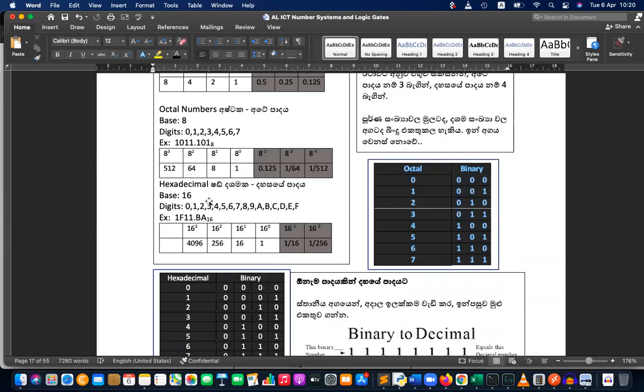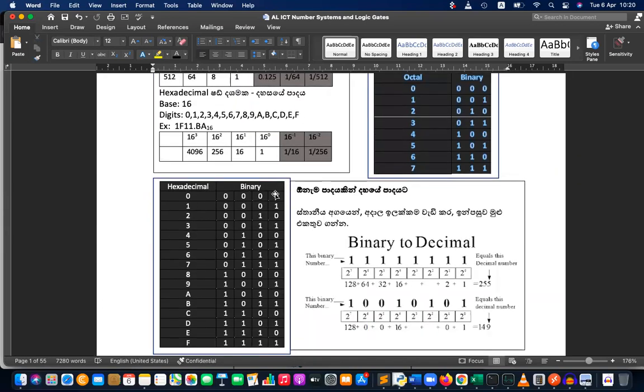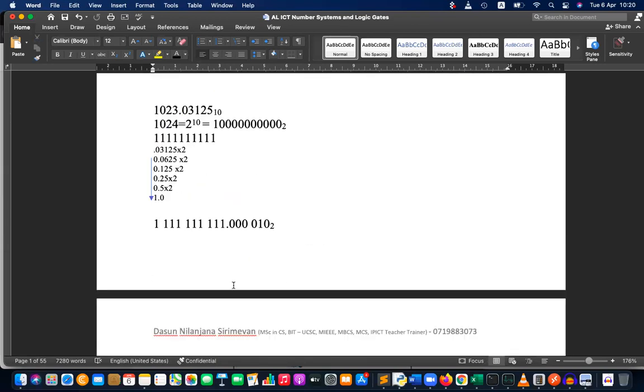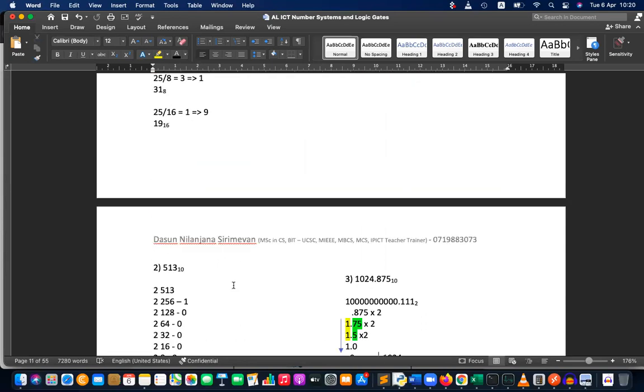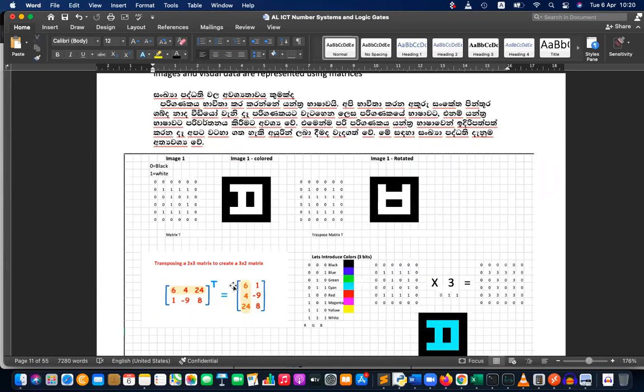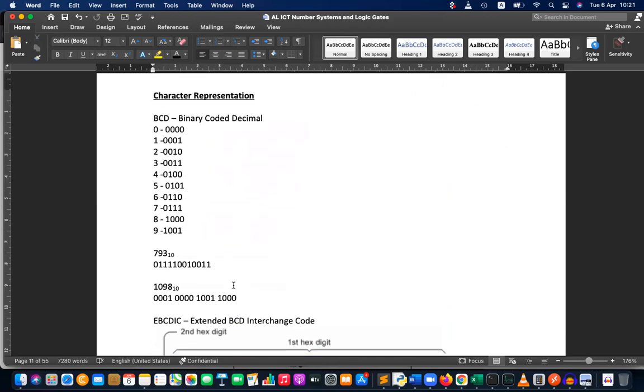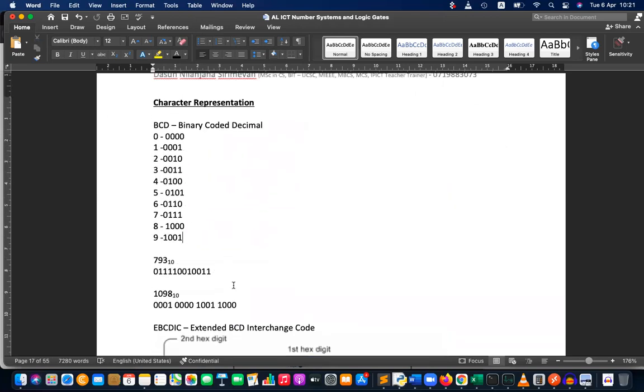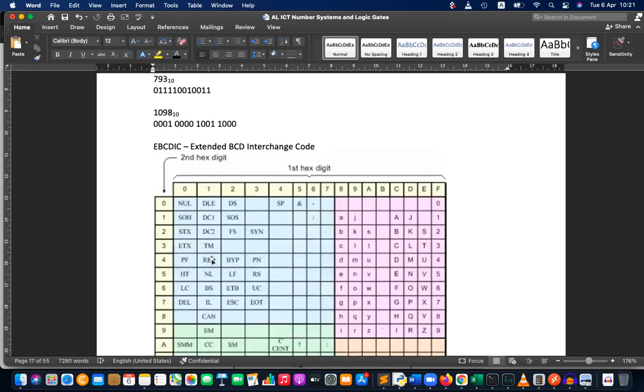So if you have four digits, how many characters? Four digits means altogether 16 values. So the maximum that BCD can go is 16. That is not enough to represent letters, because 16 is not enough. The English alphabet also has 26 letters, 26 capital, 26 simple, so altogether 52. So it cannot be represented using BCD. Therefore, they have introduced another method.